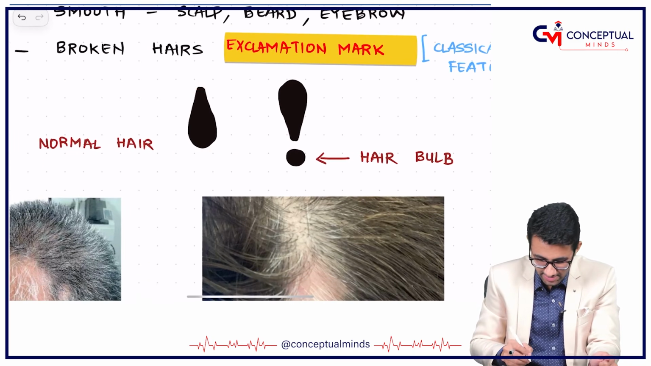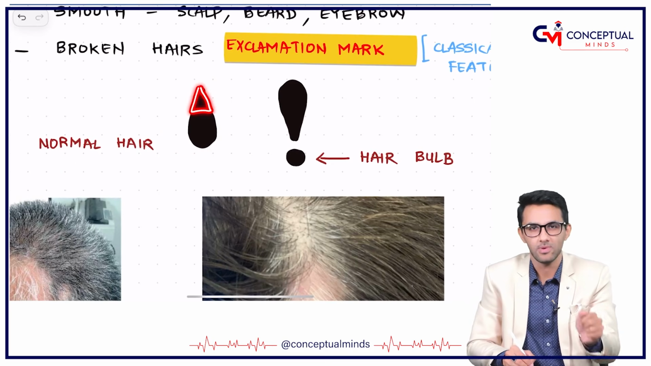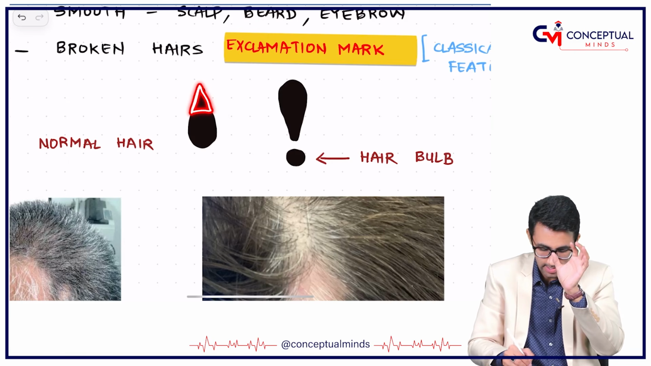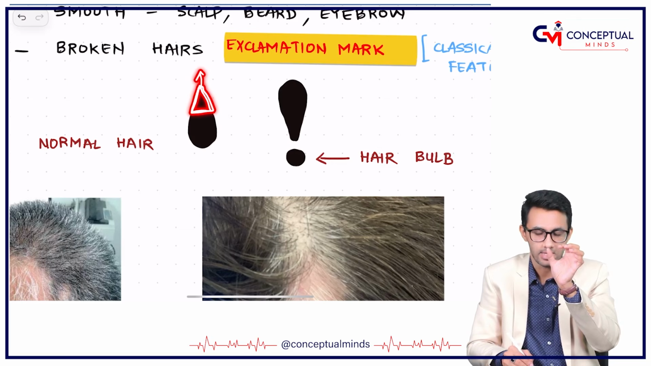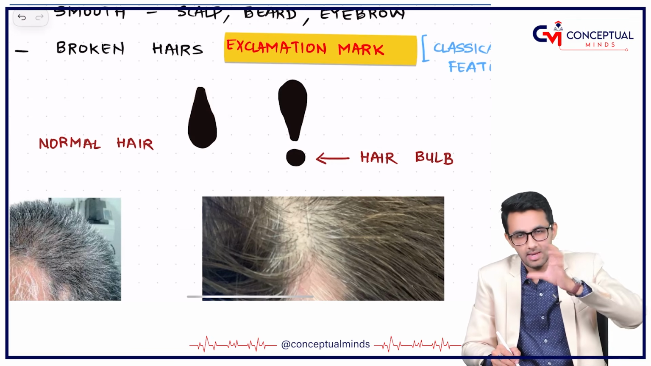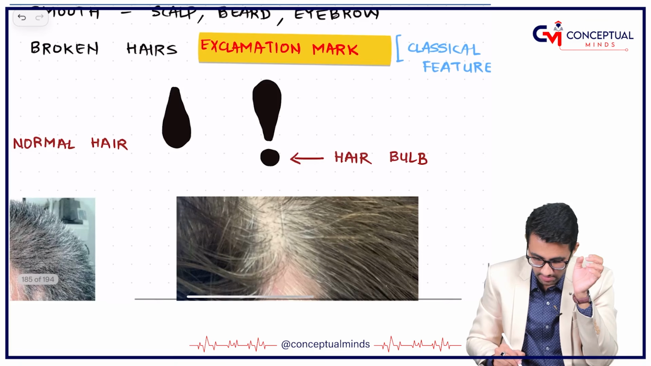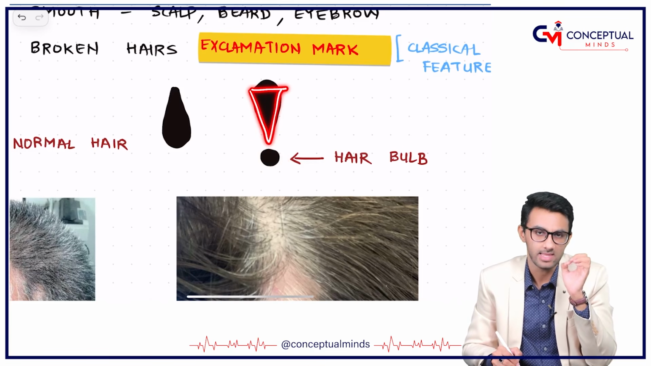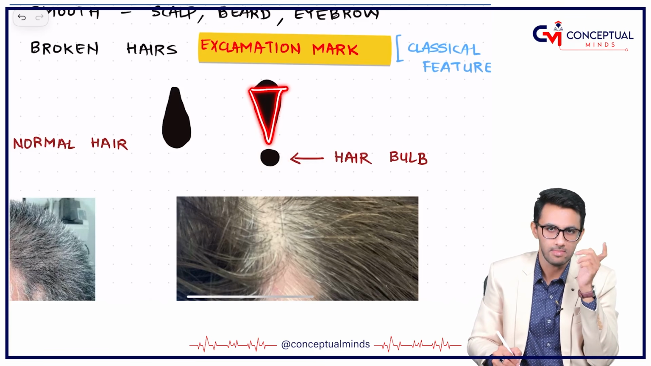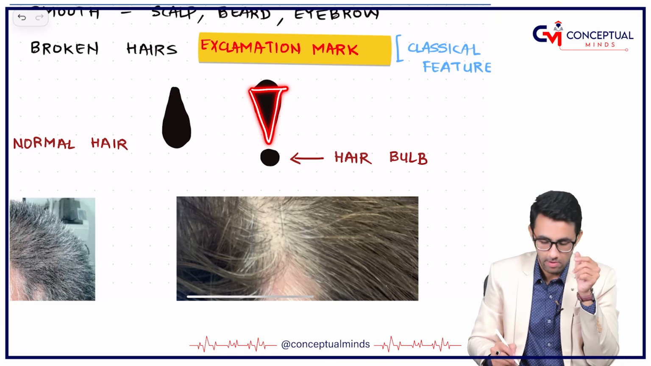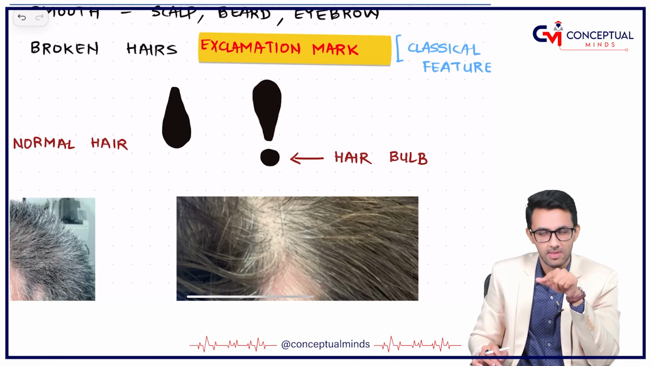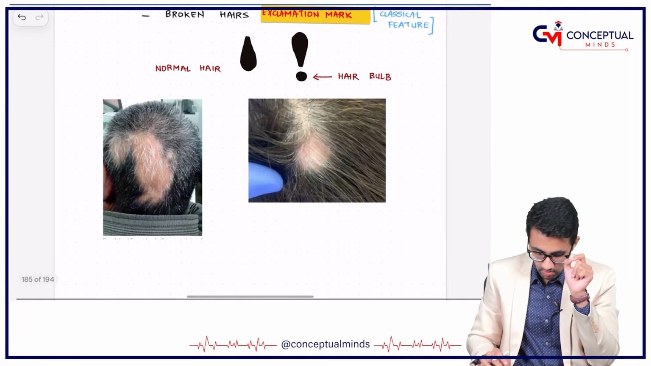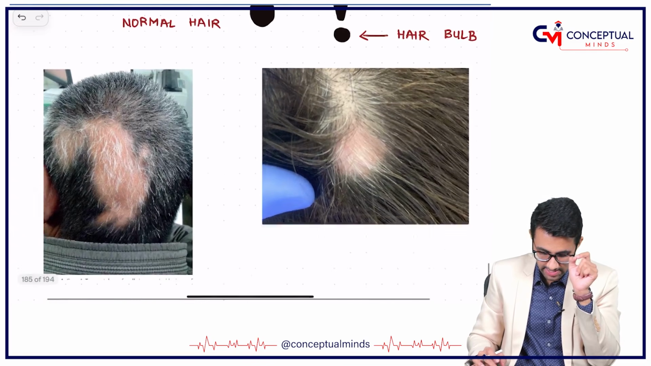Why I'm telling you this is because at the very top, we don't have a base. At the top it narrows, so it has a triangular pointing structure. But over here it is inverted. This is the hair bulb, and the structure is just like this. We have an exclamation mark. In the periphery we would find the hair; the exclamation mark sign would be seen in the patient.